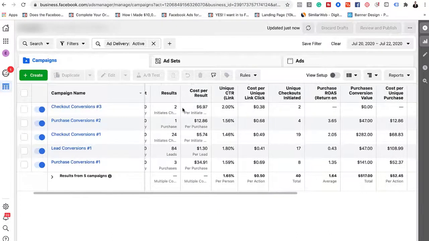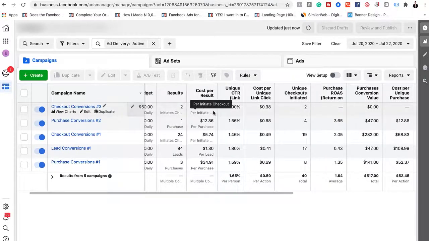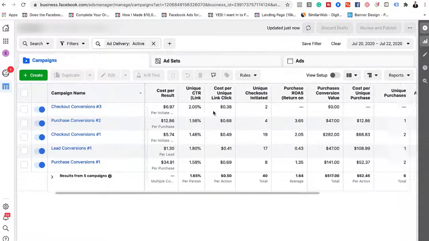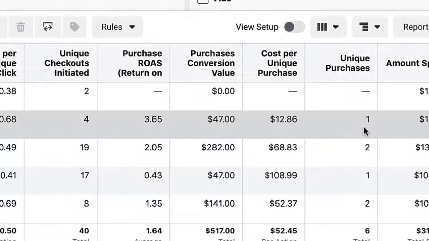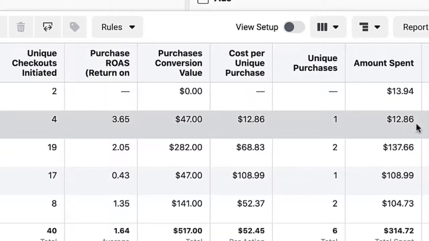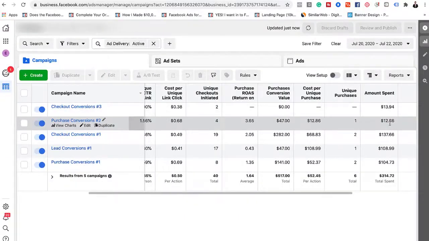And this one's actually $6.97. That's within KPIs for my checkout conversions. And the one that I just duplicated, purchase conversions campaign, has already gotten a unique purchase at $12.89. So that's the power of duplicating these ad sets.